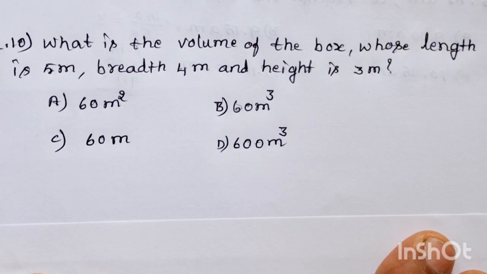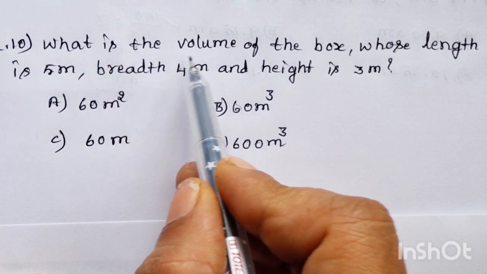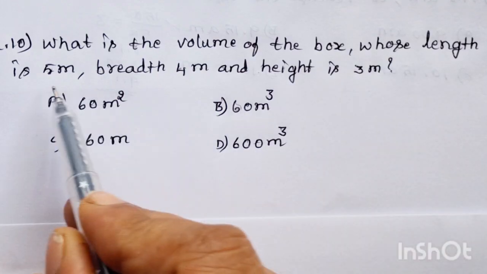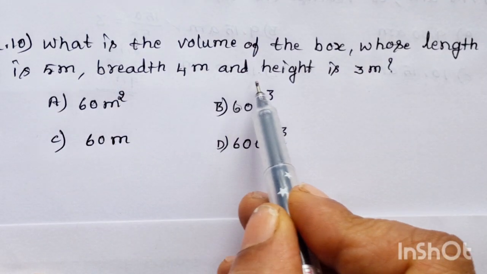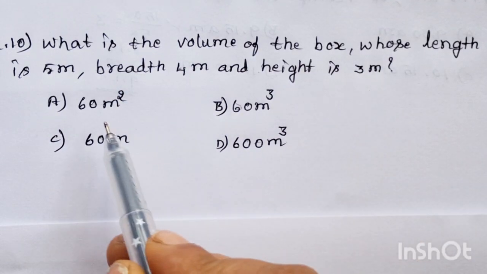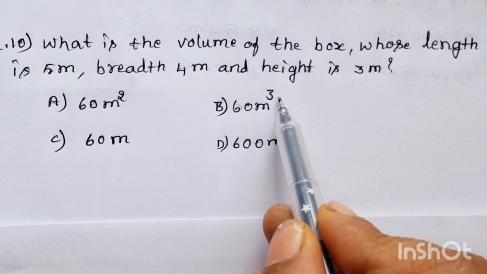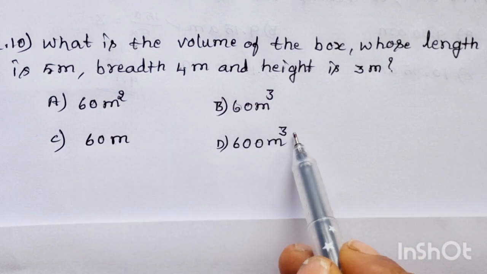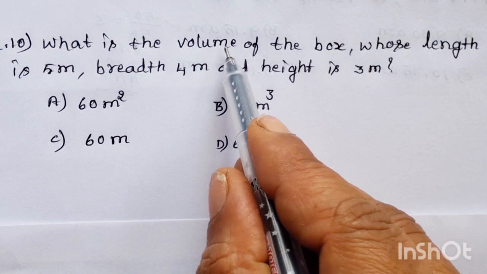Last question, 10th question. What is the volume of the box whose length is 5 meters, breadth 4 meters and height is 3 meters? Options: 60 meters square, 60 cubic meter, 60 meters, 600 cubic meters.